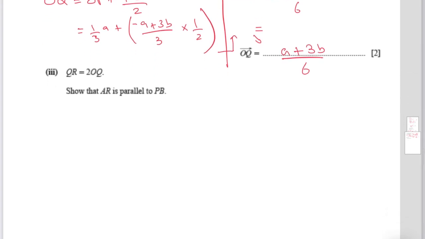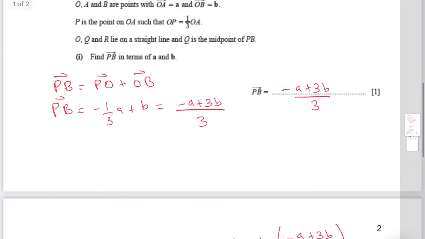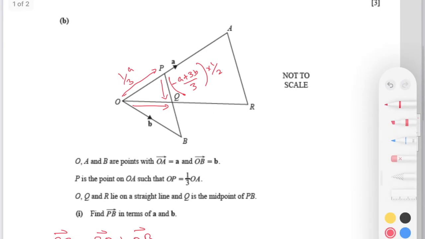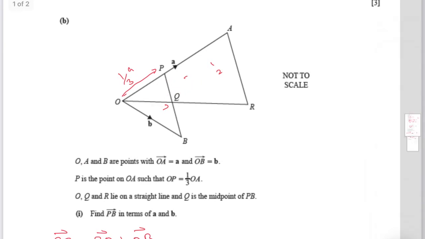They're saying QR is equal to 2OQ. Okay, show that AR is parallel to PB. So they've mentioned that, one second, let me erase all of this. So they mentioned to us that this line is double of this. So we have OQ, but we don't have QR.